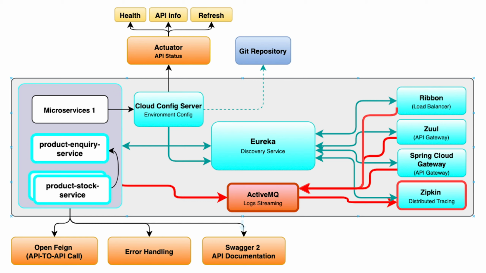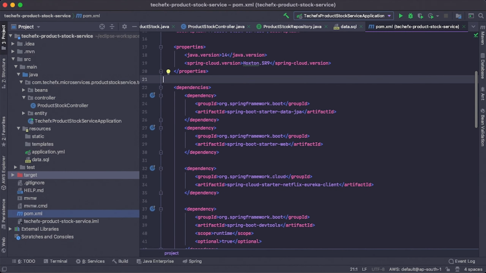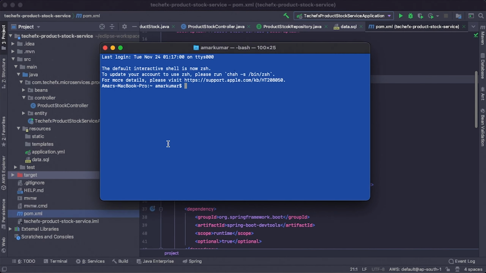Now let's follow steps to enable distributed tracing. So the very first thing you have to do is open a terminal and run RabbitMQ through this command: user local admin RabbitMQ server.